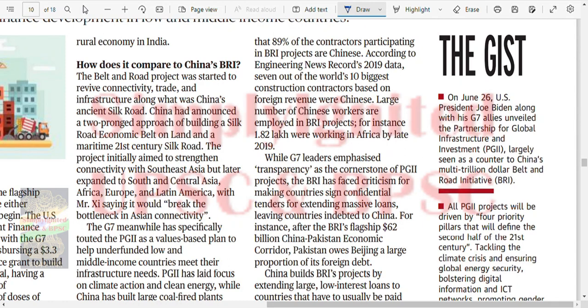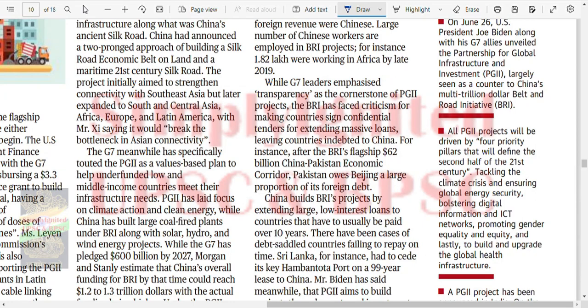BRI was started to revive connectivity, trade and infrastructure along what was China's ancient Silk Road. China has announced a two-pronged approach for building a Silk Road economic belt on land and a maritime 21st century Silk Road. The project initially aimed to strengthen connectivity with Southeast Asia but later expanded to South and Central Asia, Africa, Europe, and Latin America.